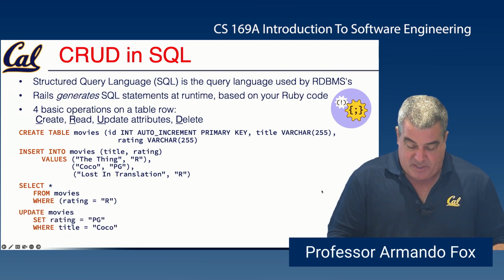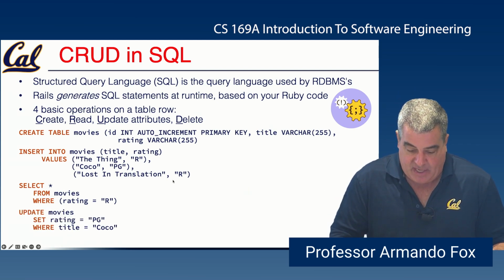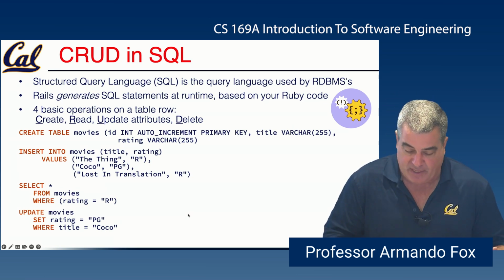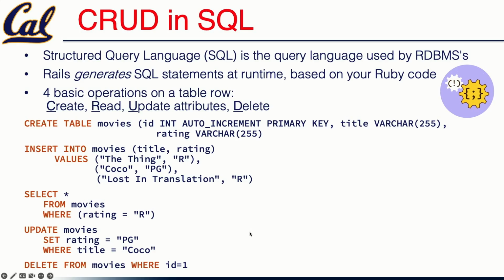I can update an existing movie. I can say for any movie that has the title Coco, I should set the rating to PG. Should actually be G, I realized, because it's a G-rated movie. And I can delete something from the table. I can identify the thing to be deleted by its primary key, or I can identify it by some of the other criteria in a where clause, like matching on the value of one or more of the attribute columns. So this is sort of SQL 101.